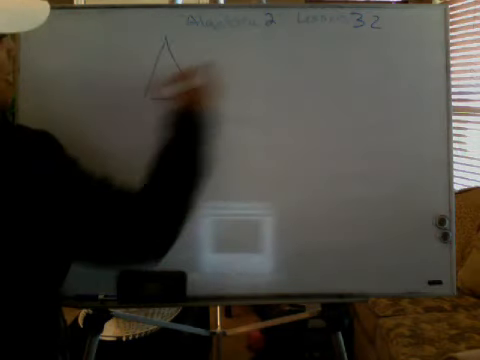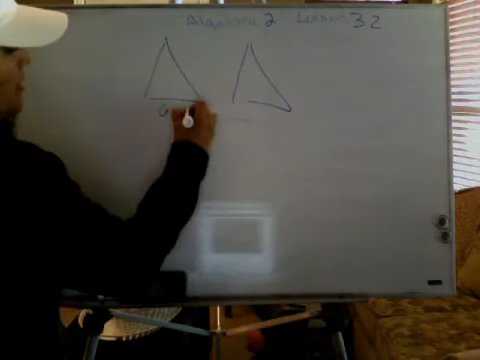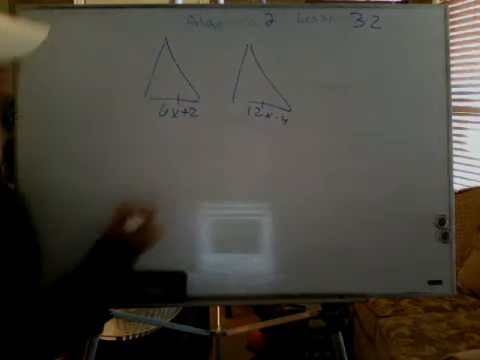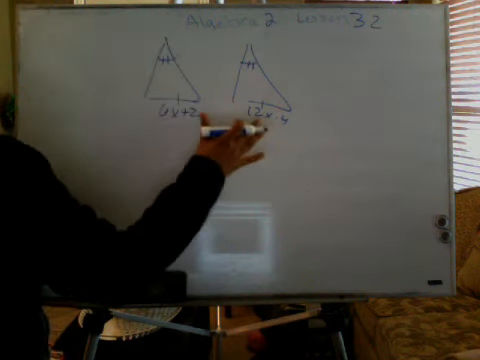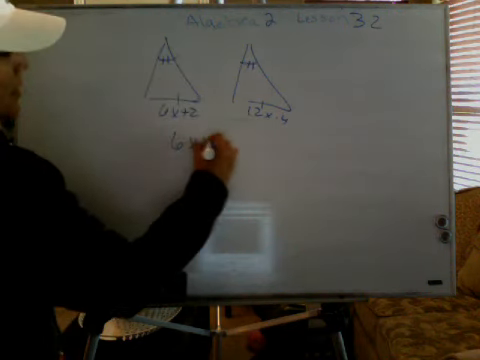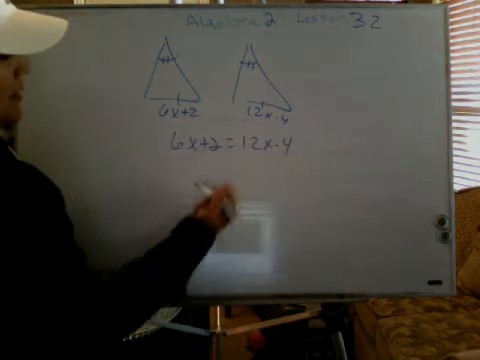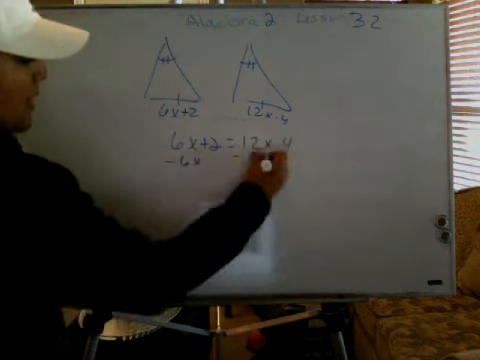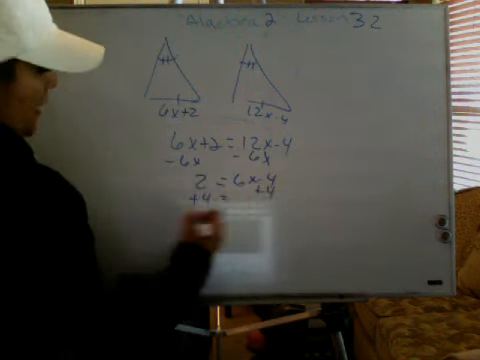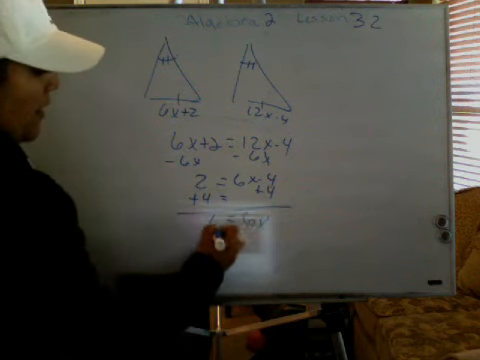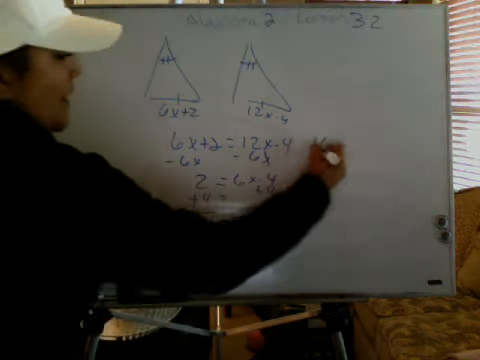Okay, so let's look at it. We said 6x plus 2 is equal to 12x minus 4. If we look at the triangle, these two sides are equal because their angles are equal, so the opposite sides are corresponding. So we say 6x plus 2 is equal to 12x minus 4, and we simply solve for x. I'm going to subtract 6x from both sides: 2 equals 6x minus 4. I'm adding 4. I'm just using algebra here, so I know I'm going a little fast. Divide by 6, and you get x equals 1.